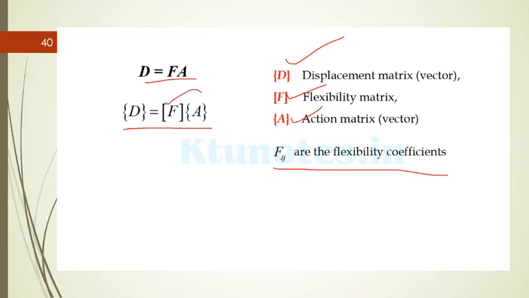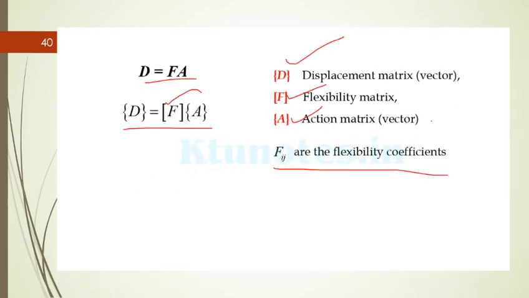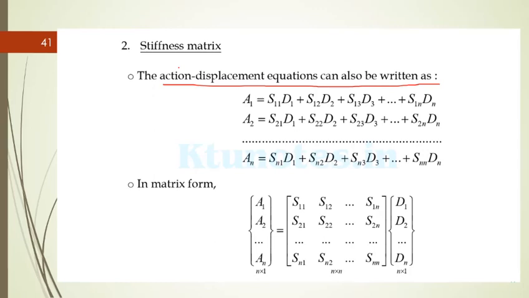Flexibility is always the displacement at the ith position due to the action at the jth position. The similar definitions and derivations apply for the stiffness matrix, which connects the action and the displacement. So please note that with the flexibility matrix you connect the displacement with the action, and in the case of the stiffness matrix you relate the action with the displacement.